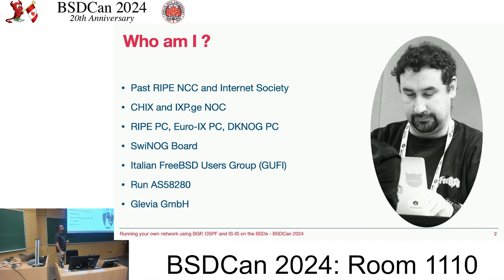I help run two internet exchanges. They are community-driven. CHIX is in Zurich, and IXP.ge is in Georgia, and I like to say Georgia Tbilisi rather than Georgia Atlanta. It's not south of here, it's very east of here. I'm on the program committee of the RIPE meeting and the program committee of EuroIX, which is the association that puts together almost all of the European internet exchanges.